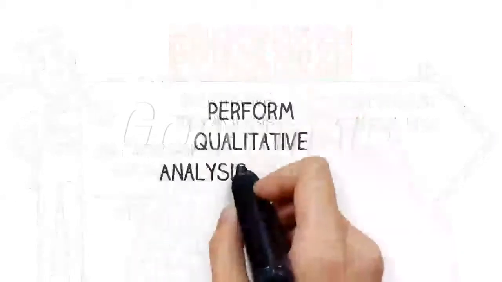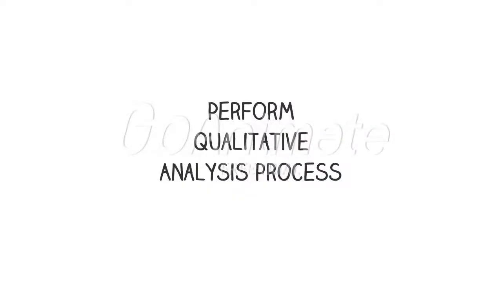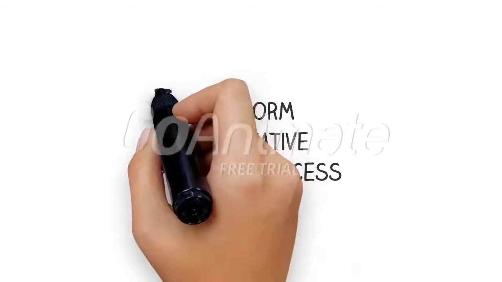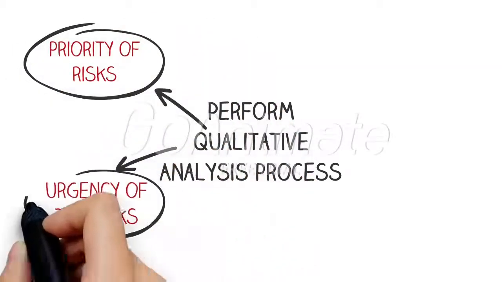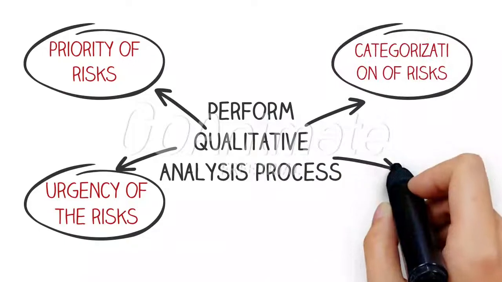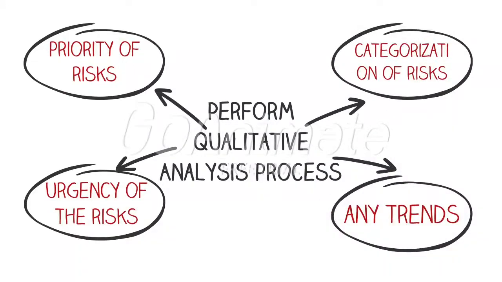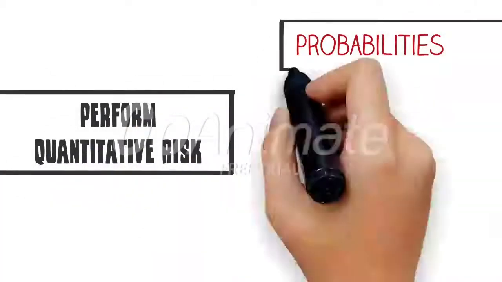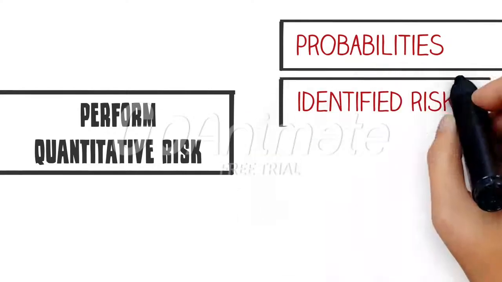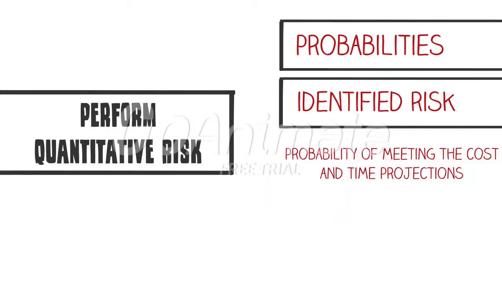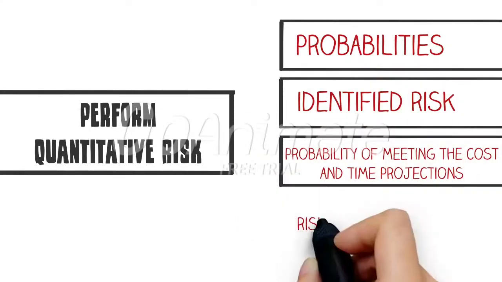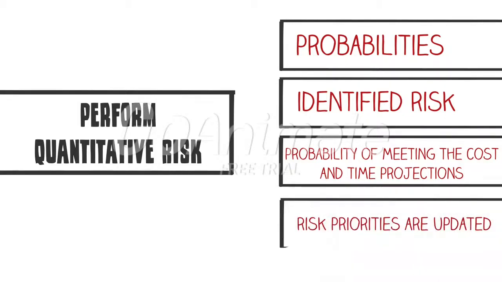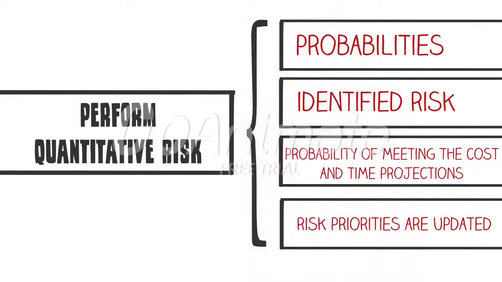In the perform qualitative analysis process, details are added to the existing list of risks in the risk register, including the priority of risks, the urgency of the risks, the categorization of risks, and any trends that were noticed while performing this process. In the perform quantitative risk analysis process, the risk register is updated with the probabilities associated with each identified risk and the probability of meeting the cost and time projections. Additionally, risk priorities are updated and trends that have been observed are also noted.